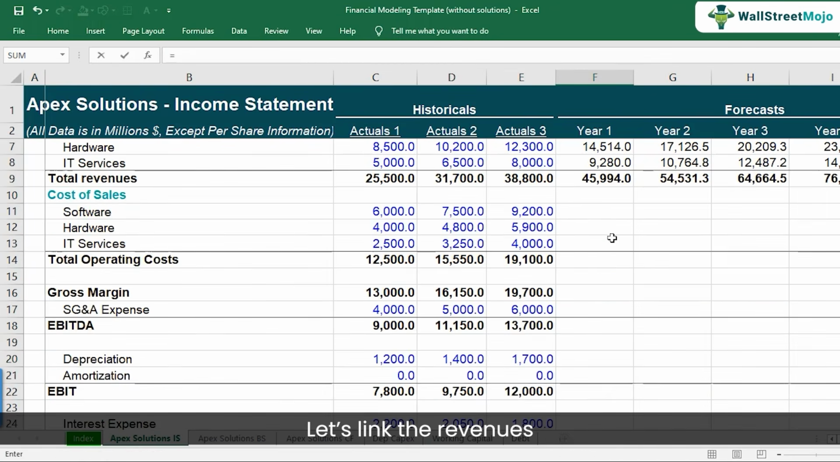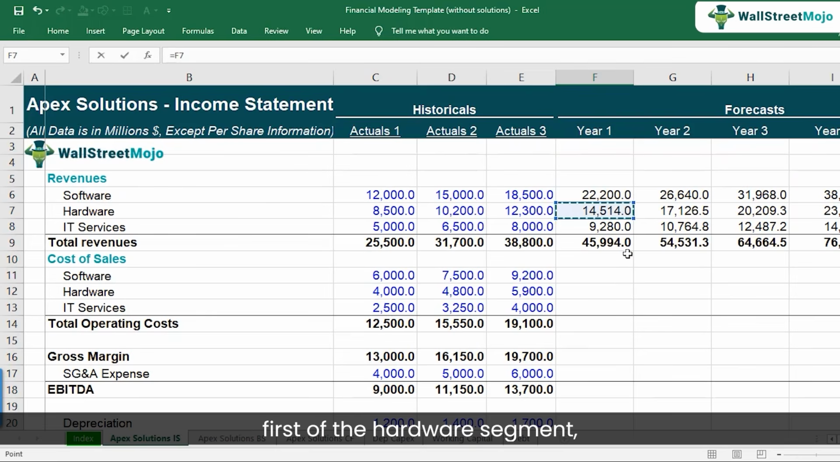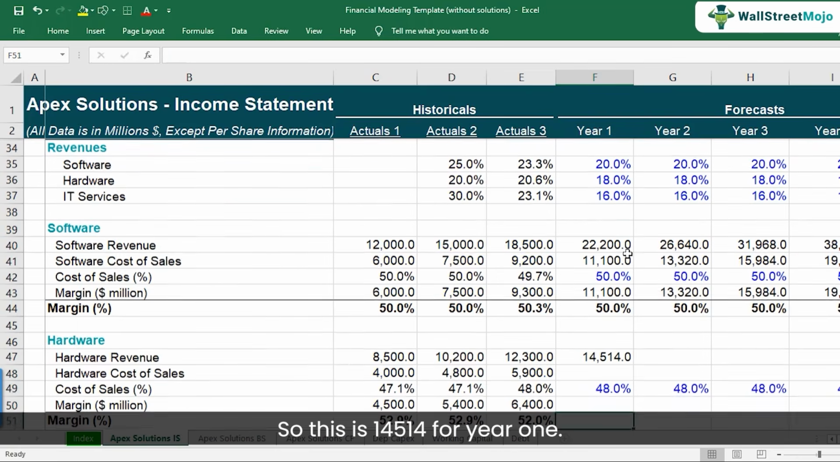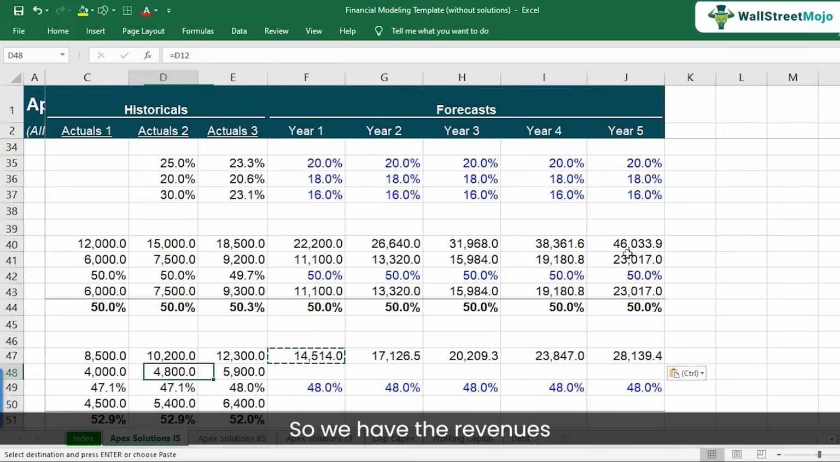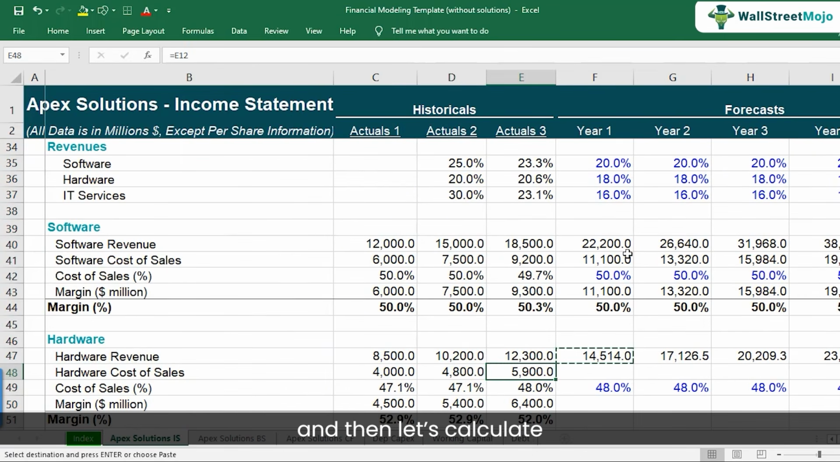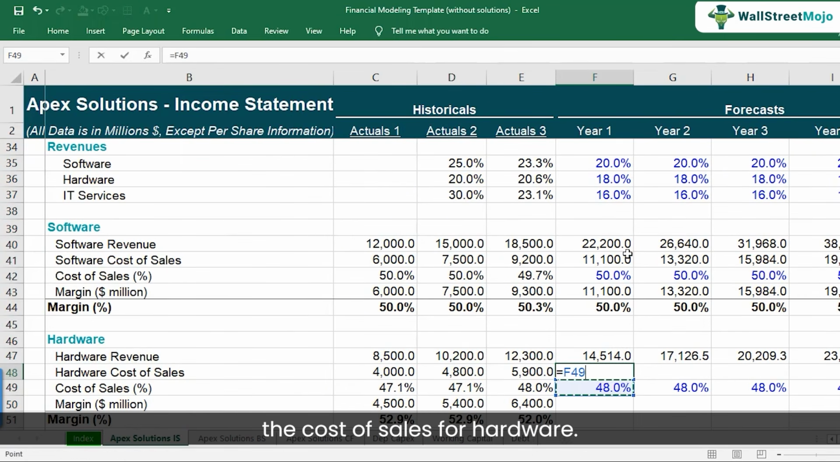Let's link the revenues first of the hardware segment, which we have already figured out. So this is 14,514 for year one. So we have the revenues, and then let's calculate the cost of sales for hardware. This will be 48% of the revenue. This comes out to be 6966.7.